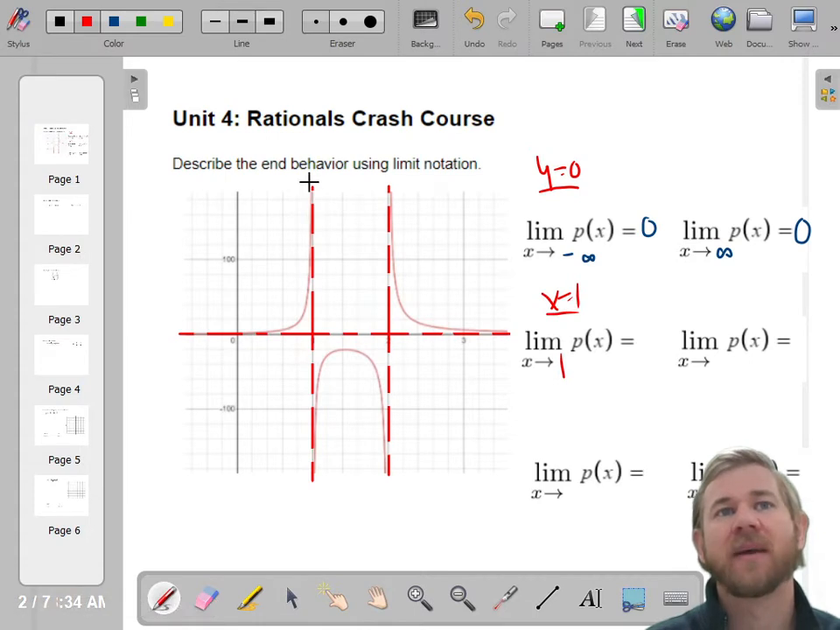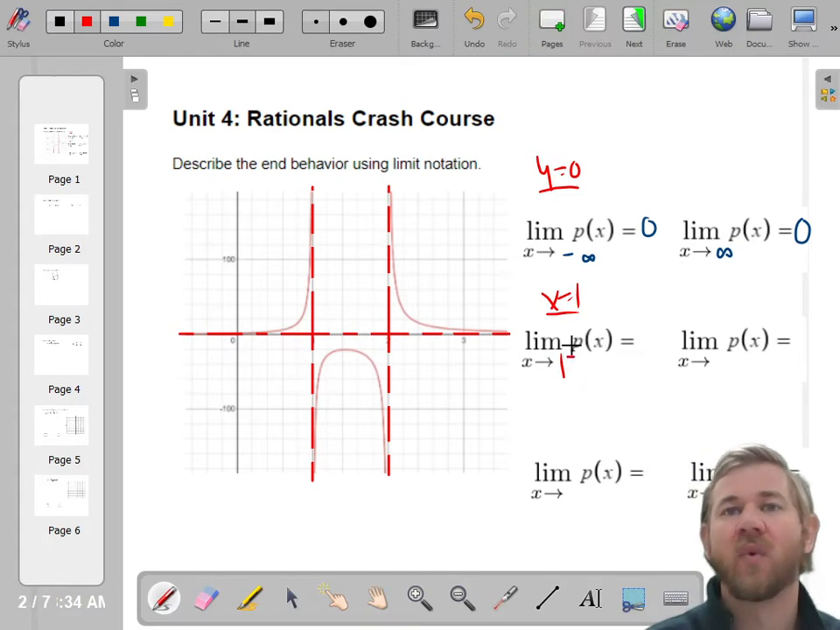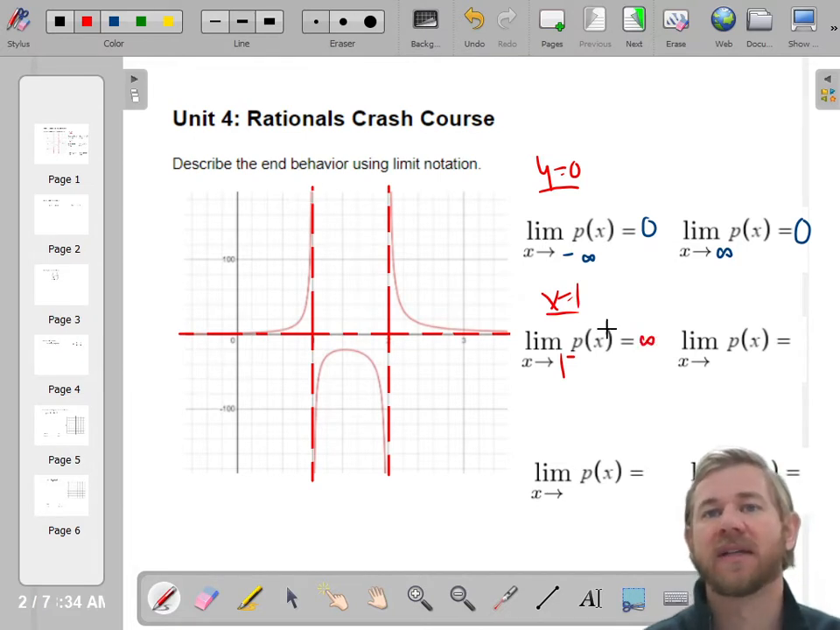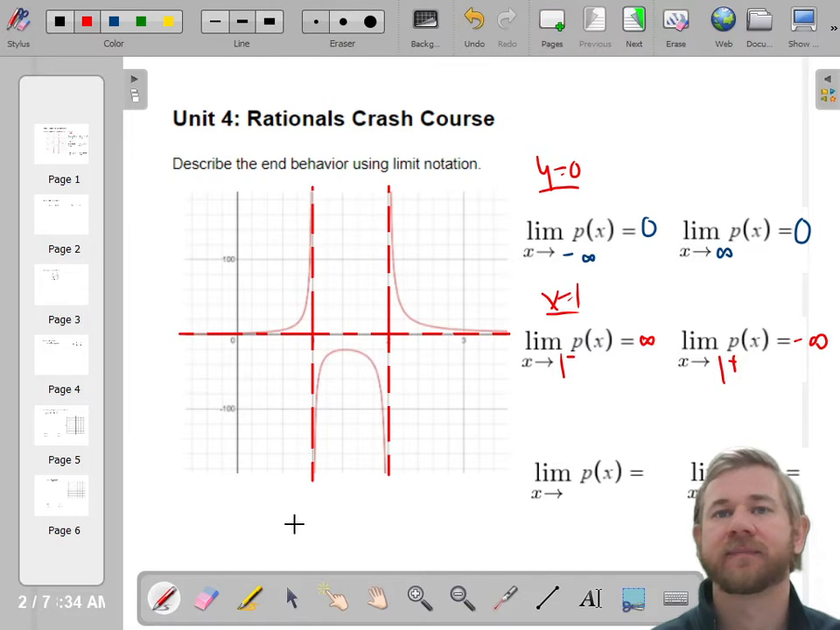We're going to say 1, and we're going to say on the left side. See, the function's on the left side here, so when we say that is 1 with a little minus sign, that means 1 on the left. So on the left side of the asymptote, it's going up, so that means y is going to positive infinity. On the right side of the asymptote, so 1 from the right, that's over here, it's going down, so this is negative infinity.